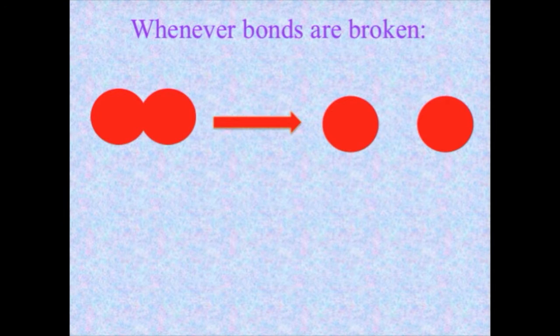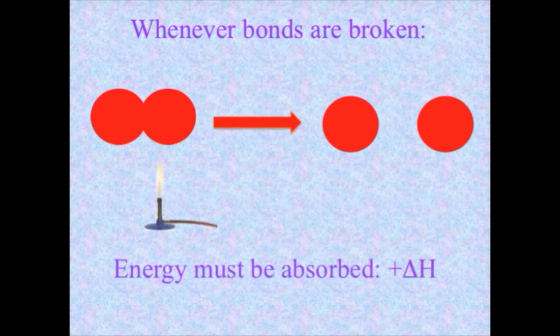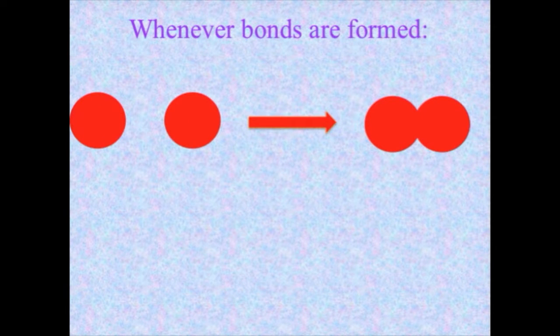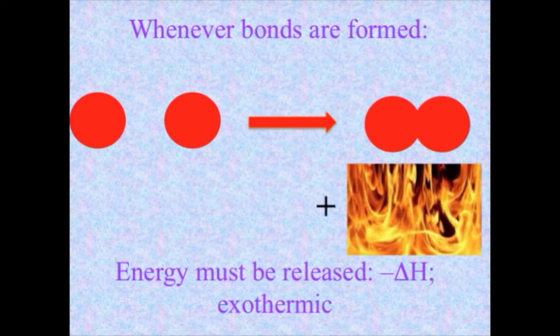Now let's apply this to bonding, chemical bonding. Whenever bonds are broken, energy must be absorbed, and that has a positive value for enthalpy. We'll show you why in just a minute. And if two atoms form a chemical bond, then energy must be released as attractive forces are set up, holding the atoms together. This is an exothermic change, and the enthalpy will have a negative value.